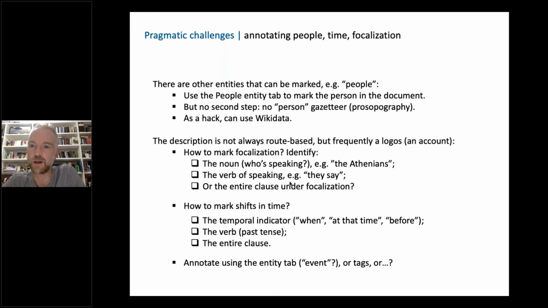And also time. Time is a great one in Pausanias. He doesn't just move through space, he also moves through time. Again, practically, how do you mark that? Where do you do the annotation? Do you mark the whole clause, which is under that particular time, or the particular temporal indicator? And how do you talk about that time anyway? I'll come back to that in a second.